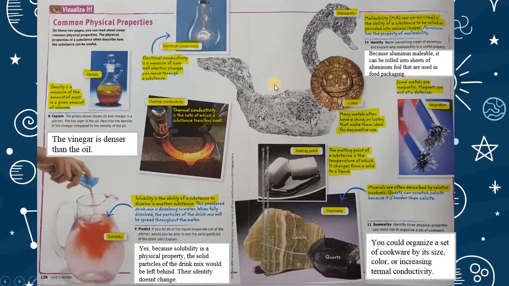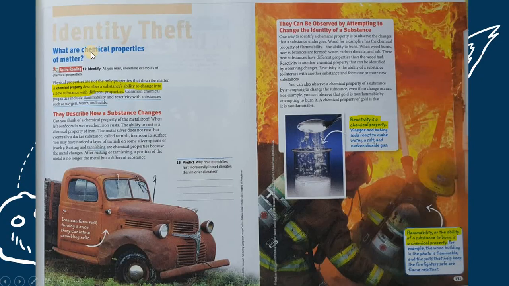Very good. Let's continue. In here, we are going to talk about chemical properties of matter. But first, we need to know what a chemical property is. What is a chemical property? A chemical property describes a substance's ability to change into a new substance with different properties. Very good.